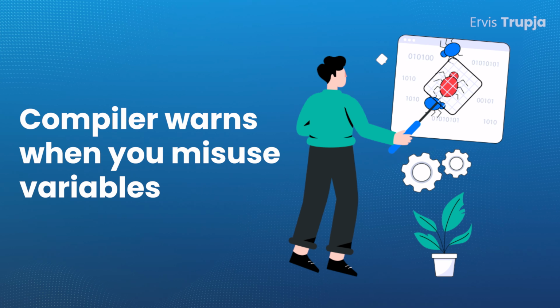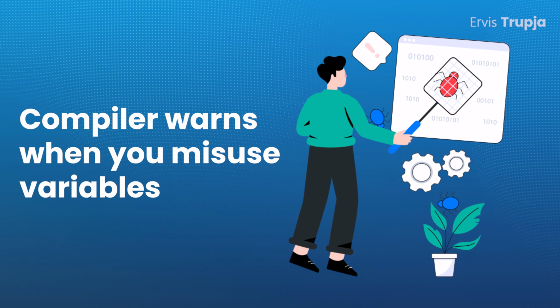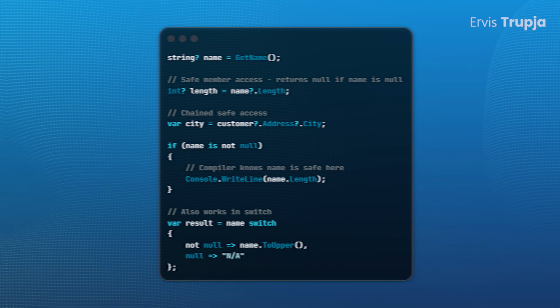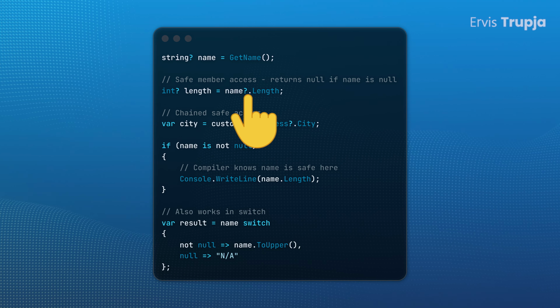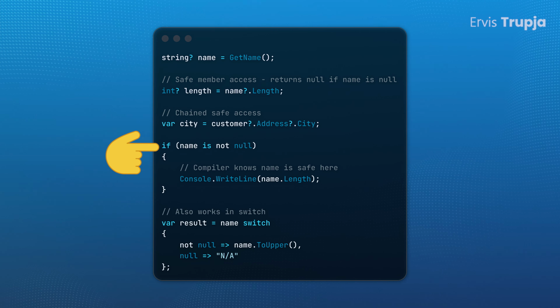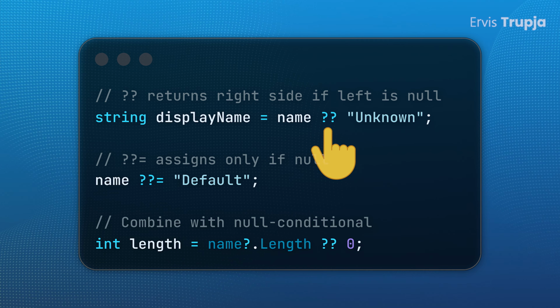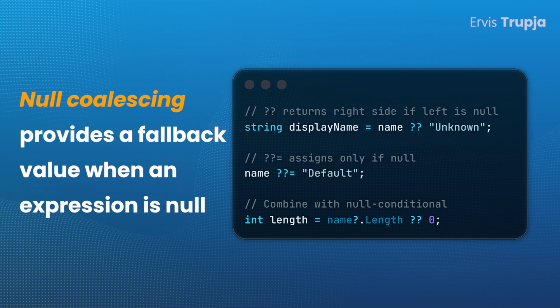The compiler warns when you misuse variables, helping catch bugs early. With the null-conditional operator, you can safely access members, and pattern matching allows for explicit checks. Null-coalescing, like this, provides fallback values concisely.